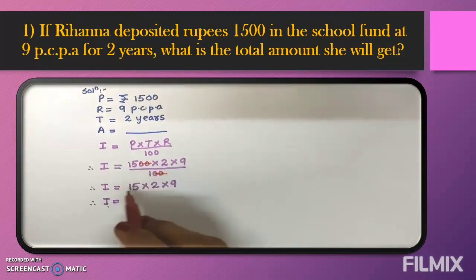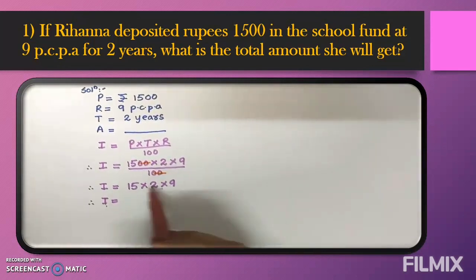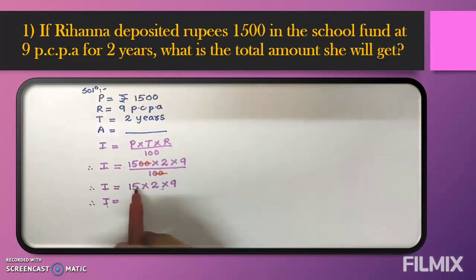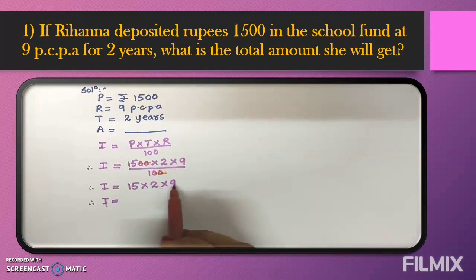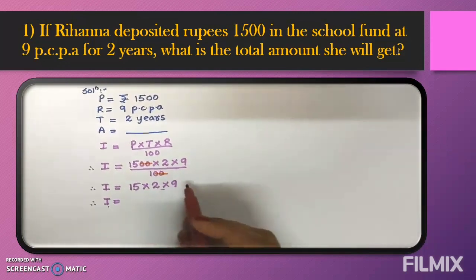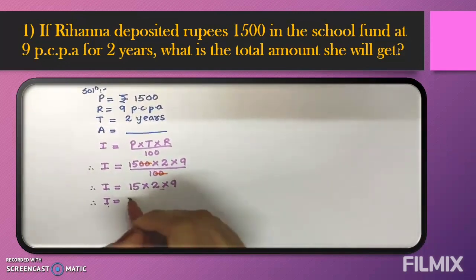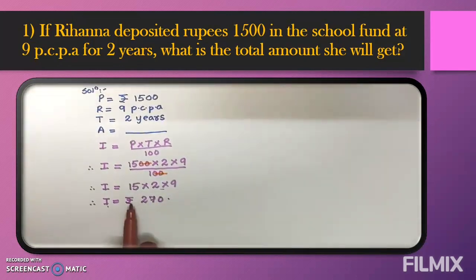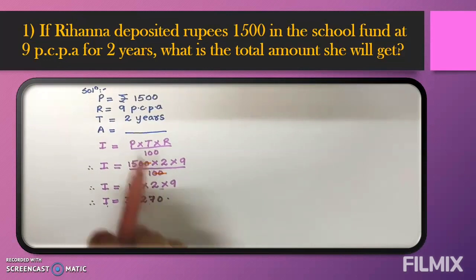Therefore I is equal to, now denominator 1 we will not write, because we are not writing 1 in the denominator. Now whatever 3 numbers are left, as the multiply sign is there, obviously we will multiply. 15 2s are 30, 30 9s are 270. So we got the value of I, that is nothing but interest, equal to rupees 270.